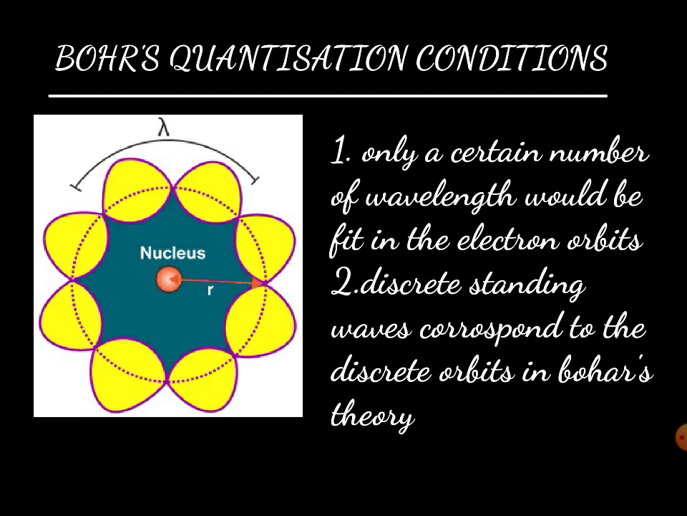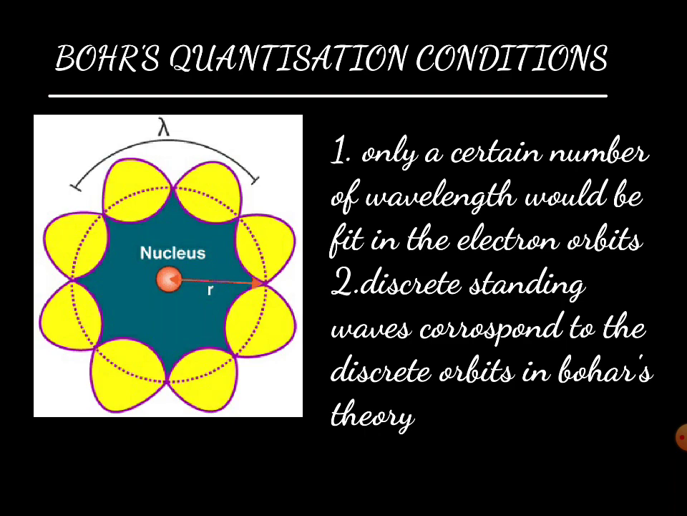In Rutherford's model, Rutherford said that the electron can travel in any orbit. So Bohr explained that if it were traveling in any random orbit or in continuous orbits, then the spectrum released by the hydrogen atom should be continuous. But we know that it releases a discrete spectrum.